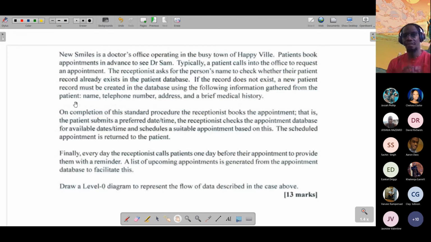On completion of the standard procedure, the receptionist books the appointment. That is, the patient submits the preferred date and time. The receptionist checks the appointment database for available dates and times and schedules a suitable appointment based on this. The scheduled appointment is returned to the patient. Finally, every day, the receptionist calls patients one day before their appointment to provide them with a reminder. A list of upcoming appointments is generated from the appointment database to facilitate this.